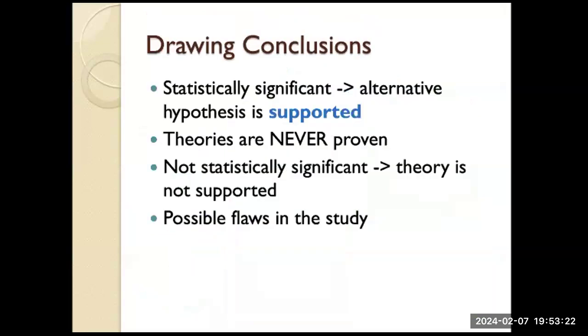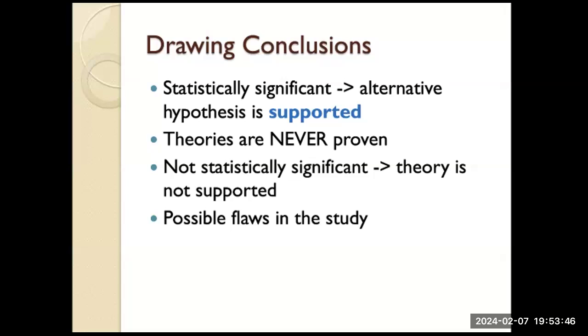So when we draw conclusions, we always talk about whether or not the hypothesis is supported. We don't talk about proof in psychology. We talk about support, because there could always be another study that comes up with alternative conclusions. So we talk about this study supporting this hypothesis about this theory.